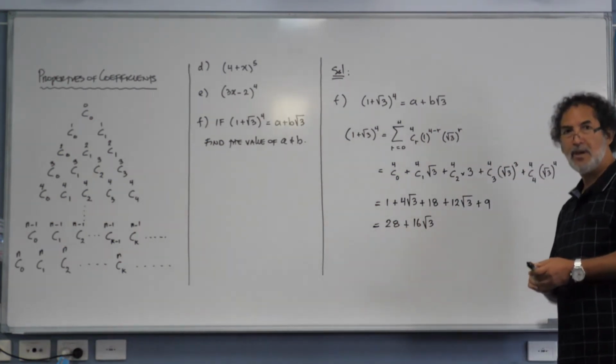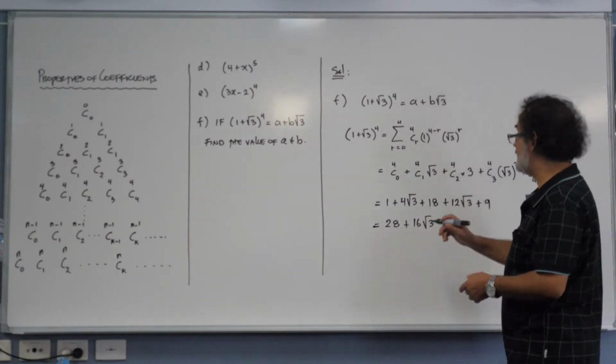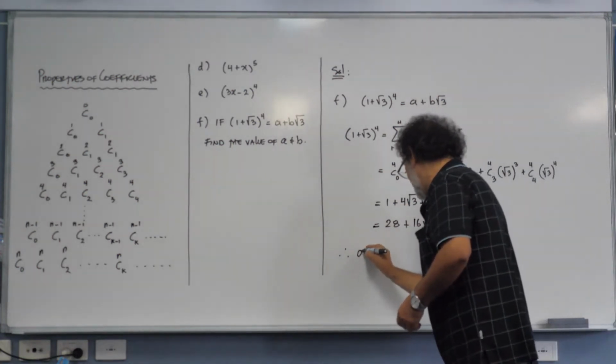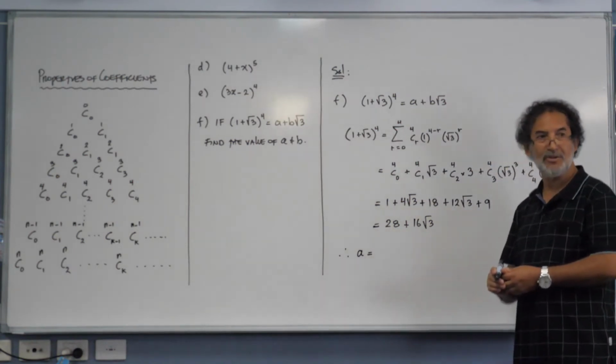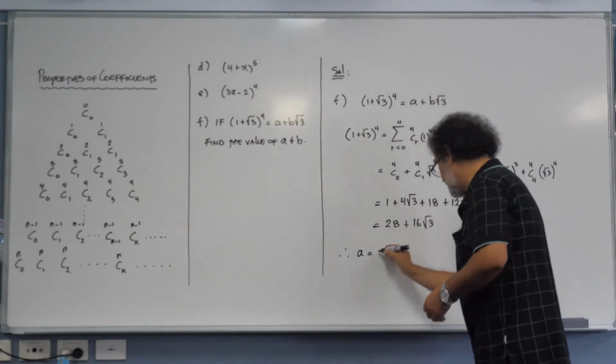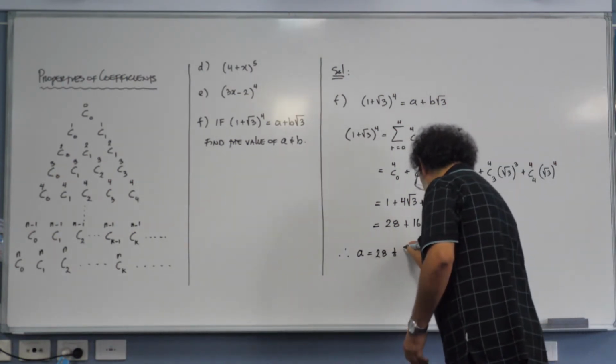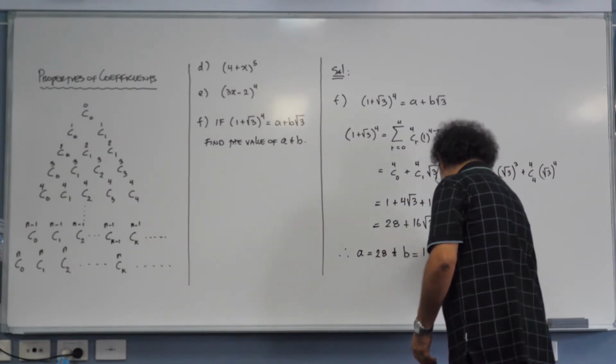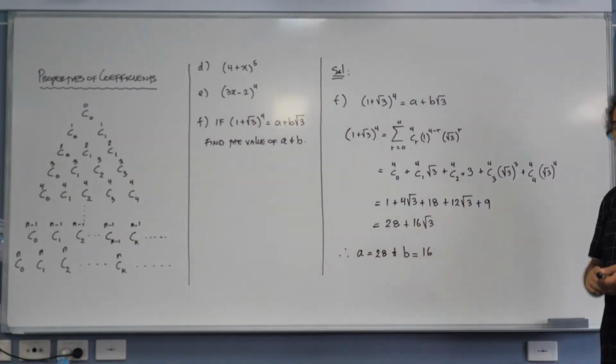Right? Okay. Therefore we can say what? A is going to be equal to 28. And B is going to be equal to 16. That's it.